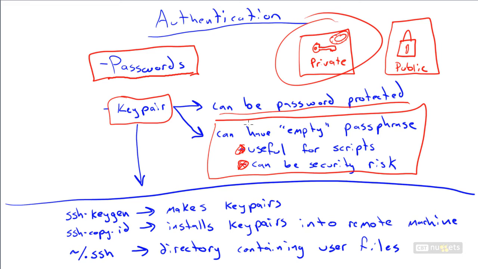Now, why would you want to password protect a key pair if you can just use password authentication? Well, the reason is, usually when key pairs are used for secure logins, passwords are disabled. So the only way to get in is to use a key pair, and then if that private key is password protected, then you have to have both a password and a private key to even log into the system. So that's the way to be super secure with key pairs.